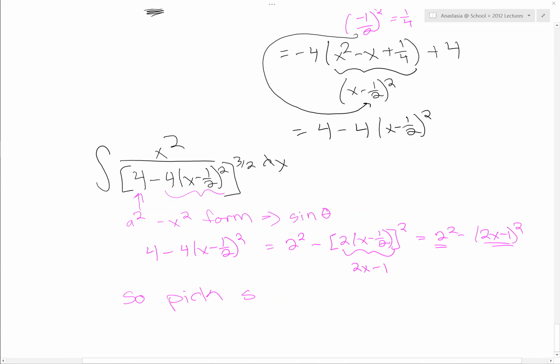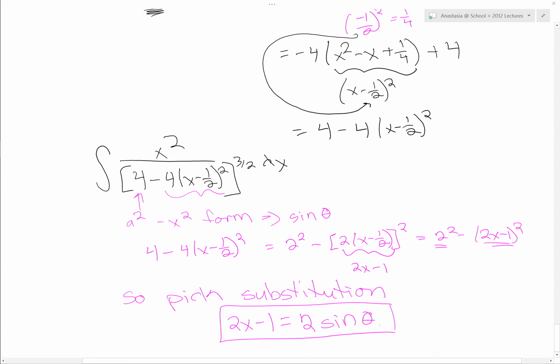So we will pick the substitution 2x minus 1 equals 2 sine of theta. And that is our final answer for this problem.